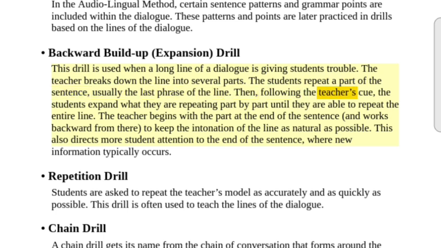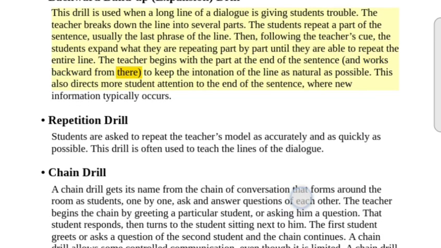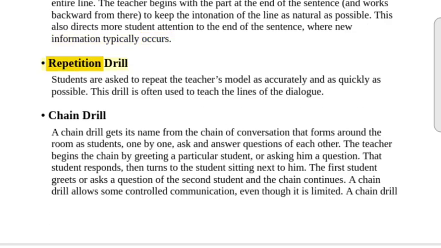Then, following the teacher's cue, the students expand what they are repeating part by part until they are able to repeat the entire line. The teacher begins with the part at the end of the sentence and works backward from there to keep the intonation of the line as natural as possible. This also directs more student attention to the end of the sentence, where new information typically occurs. Repetition drill. Students are asked to repeat the teacher's model as accurately and as quickly as possible. This drill is often used to teach the lines of the dialogue.